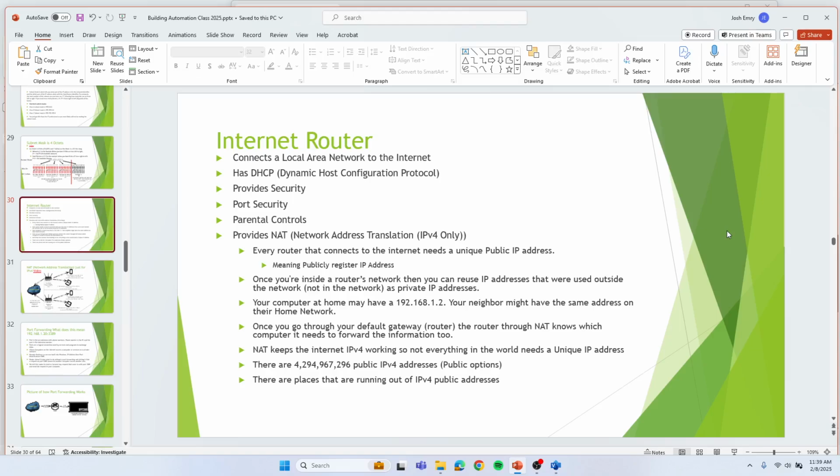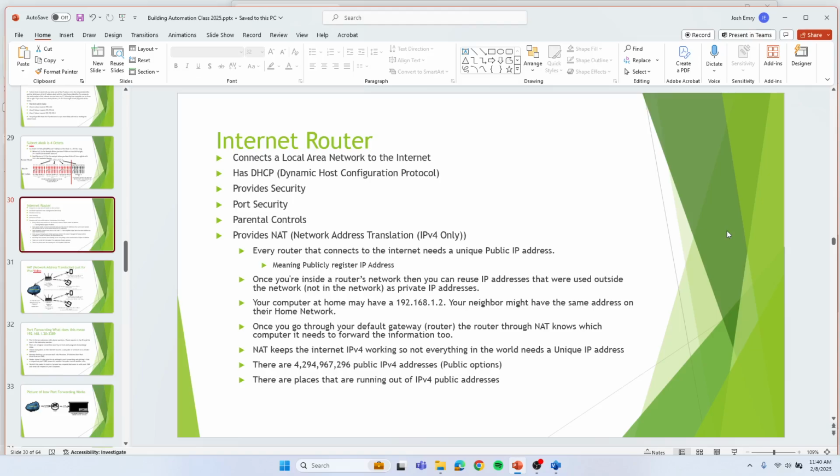It has DHCP built in. You most likely have it turned on. So that means Dynamic Host Configuration Protocol. So the router will hand out IP addresses to your devices and make sure that they're unique on the network. If you have that turned off, then you have to set an IP address for each one of your devices.